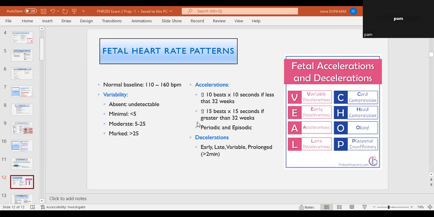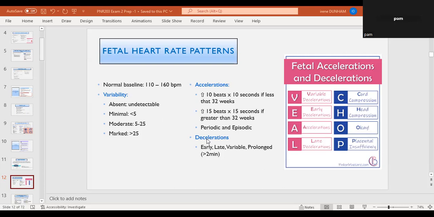Just like your body, when you're out there and maybe you got scared, what happened to you? Your heart rate went up, accelerated. If you're running a marathon, especially, your heart rate goes up, correct? That's accelerations. Now, on the other hand, you have what we call decelerations.